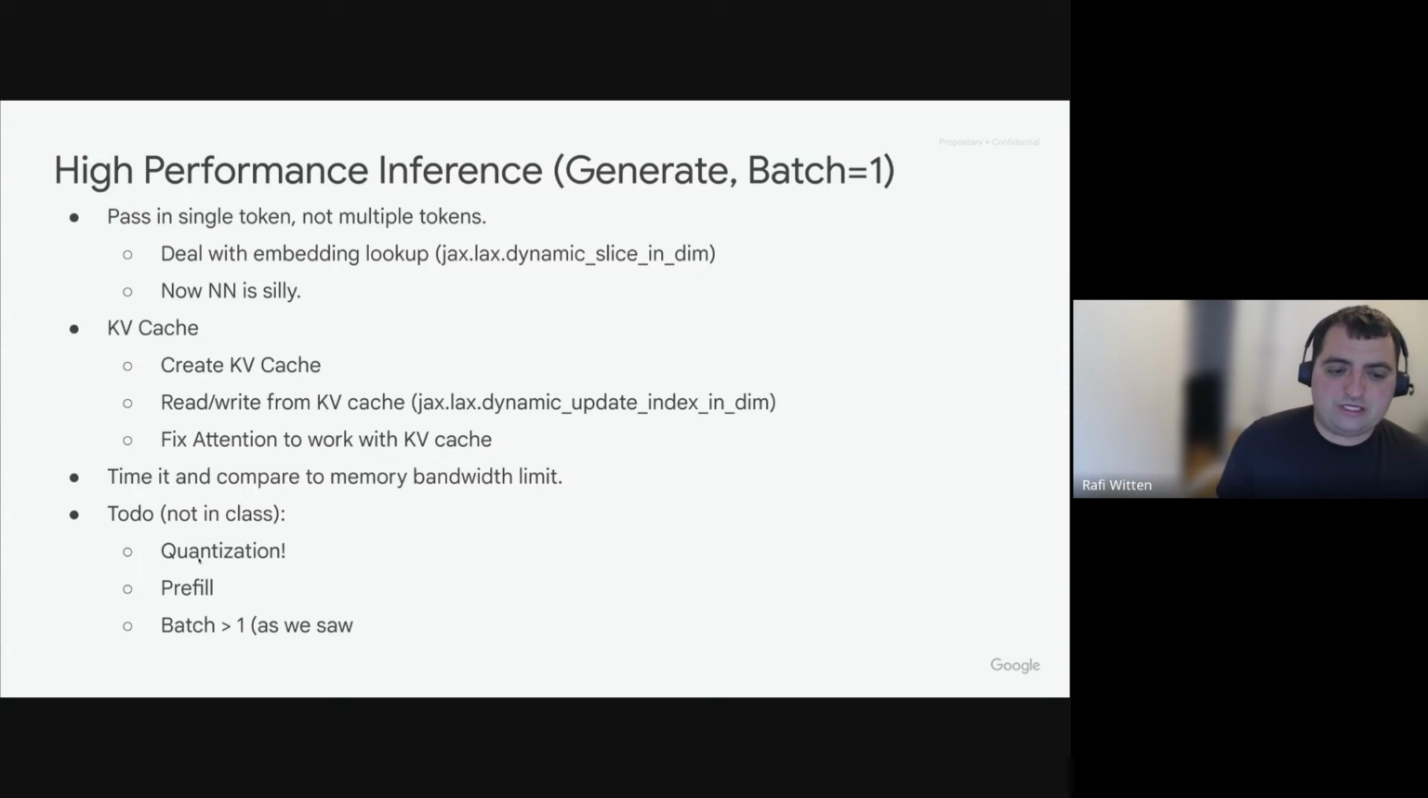So there's quantization, prefill. The prefill is like reading long prompts. Quantization we'll talk about a little bit today. And then batch greater than 1. So as we saw in a previous session, batch greater than 1 can give you more throughput with the same memory demand. So it can give you a speed up, a perf TCO, perf per dollar benefit during inference. But I think that's kind of enough for inference.